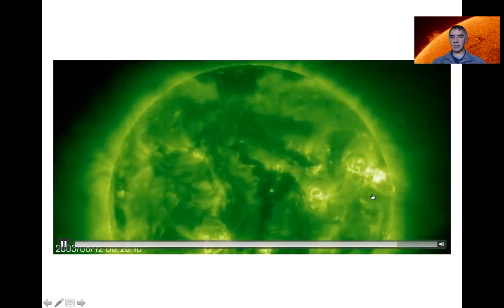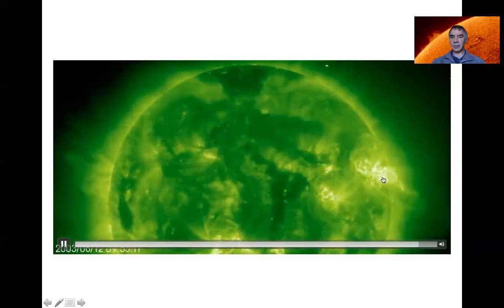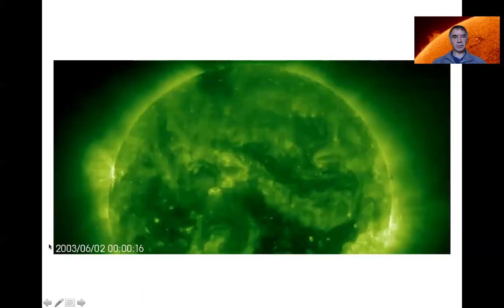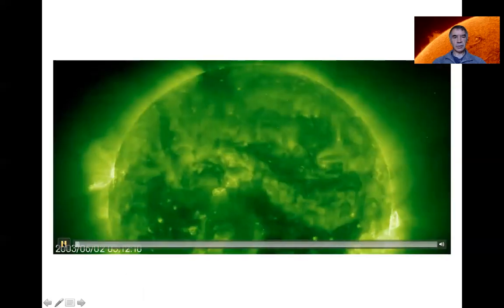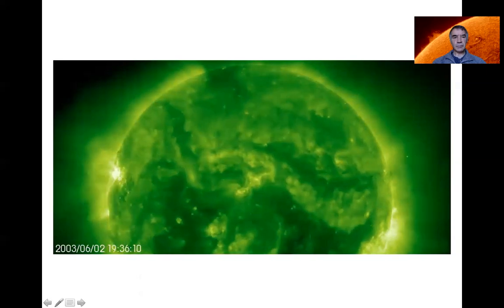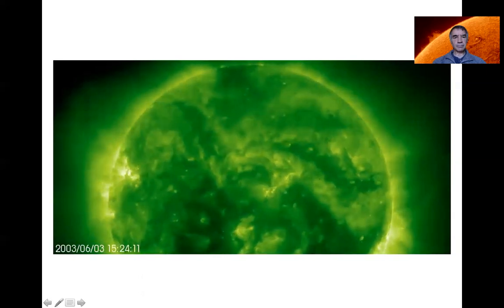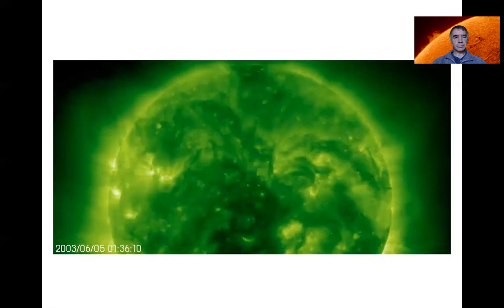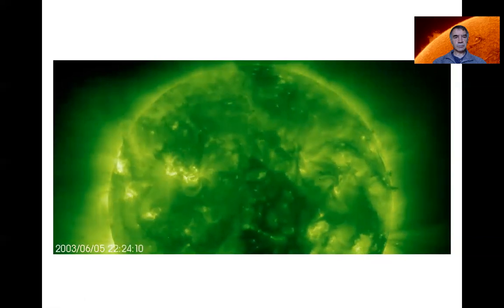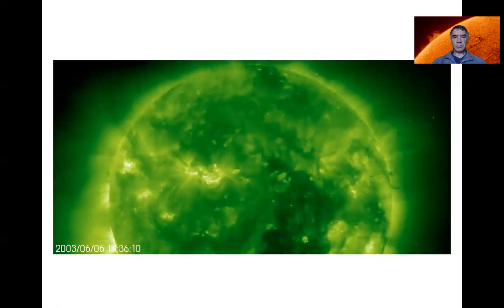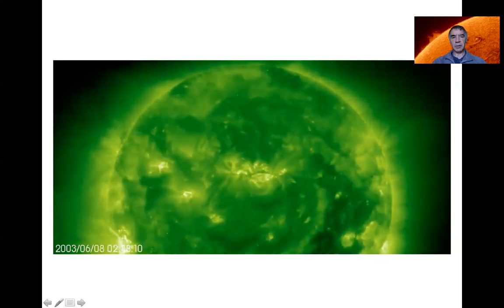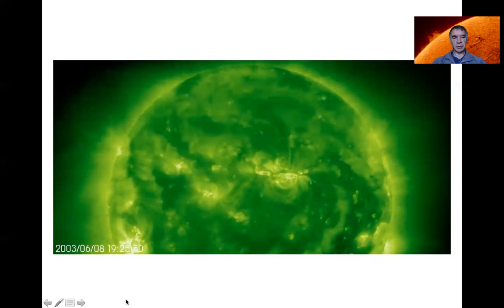You've got these big loops that sometimes just reconnect at the bottom, and they open up and then eject material into space. Let's play that one again, because it's very dramatic. Okay. So these events would be solar flares. You can see another region down the bottom here.